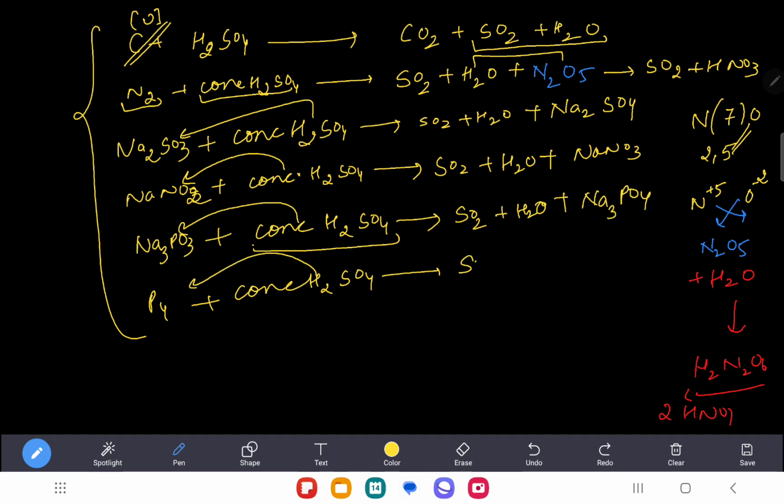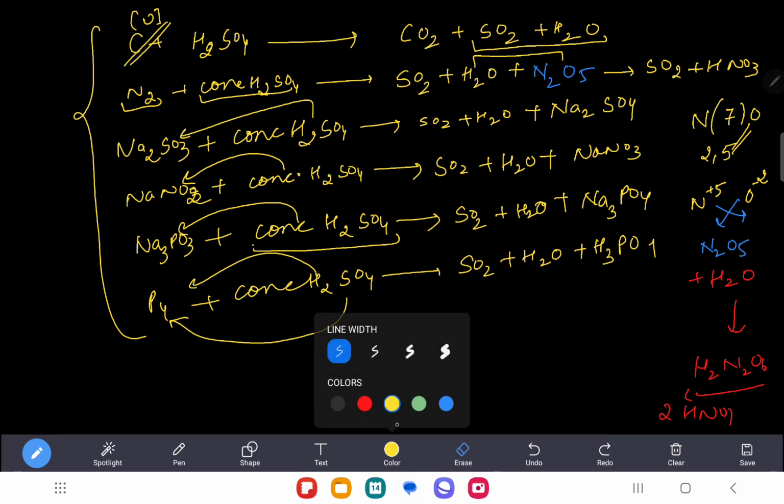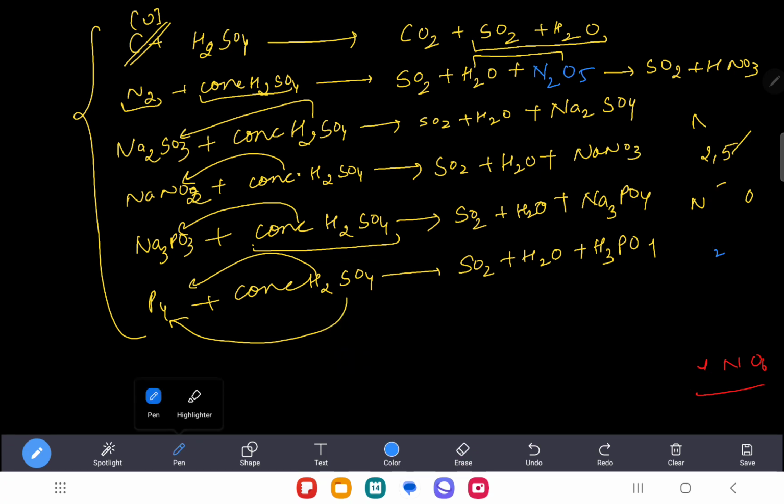Then I'm going to give you SO2 plus water. And that extra oxygen shall go to phosphorus, so it is going to form H3PO4. I hope you remember that. Yeah, right? So this is how you're supposed to write down the equations. It's not something that you need to cram up. You can always do that.